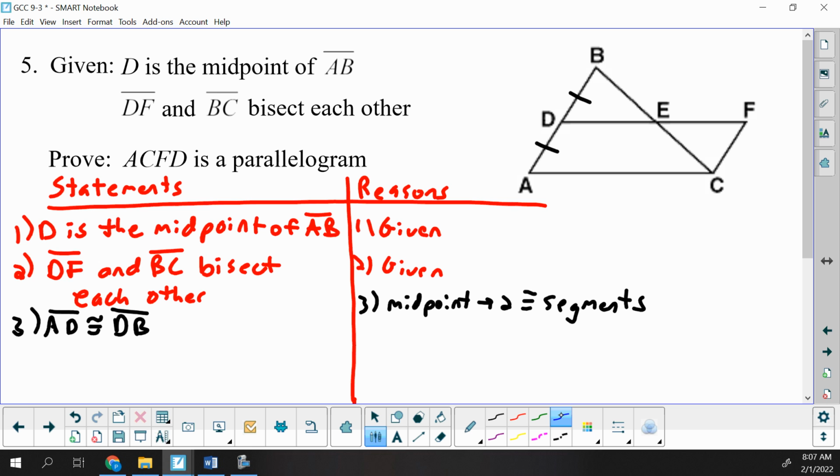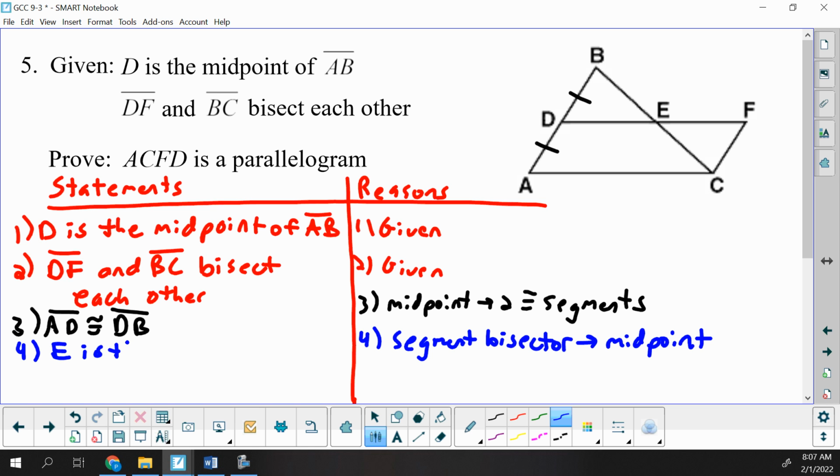Let's go to the bisects each other. Those are segments, so we should be using segment bisector implies midpoint. If they bisect each other, that is the only time that it's going to be the midpoint of both of them. So we can say E is the midpoint of BC and DF.